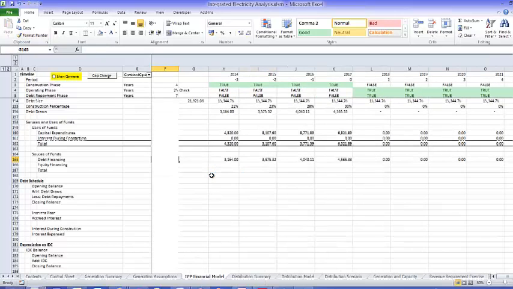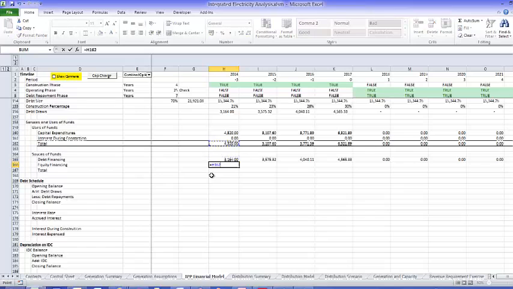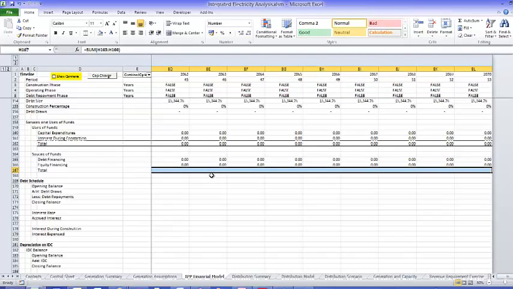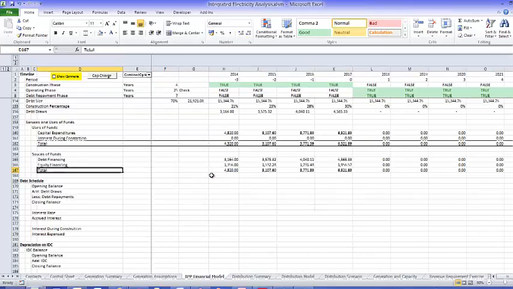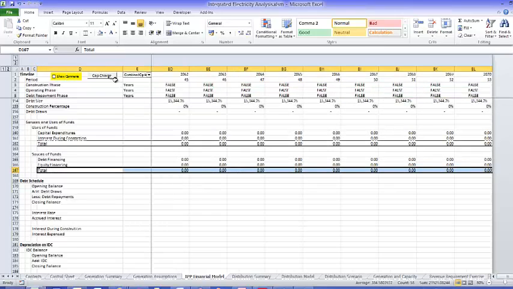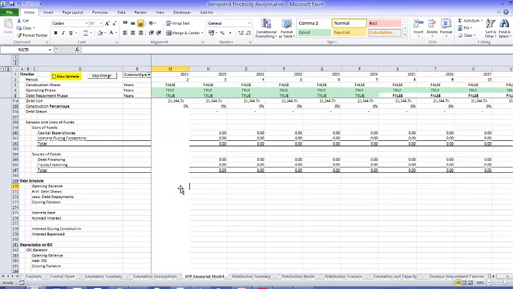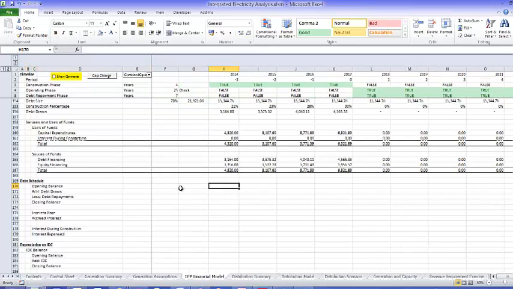I'm essentially doing this to avoid a circular reference. Then we take the total minus the debt. That gives us the equity. And if we use the alternate equal, we're just adding those together again. Okay, so that gives us the total. Now, once we have the debt draws, we can get the debt schedule.